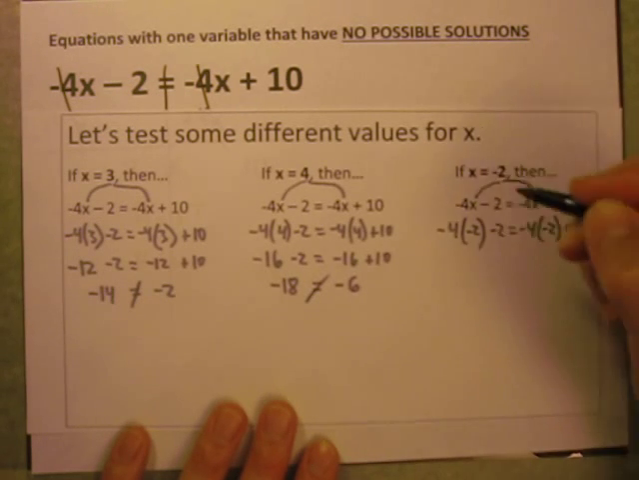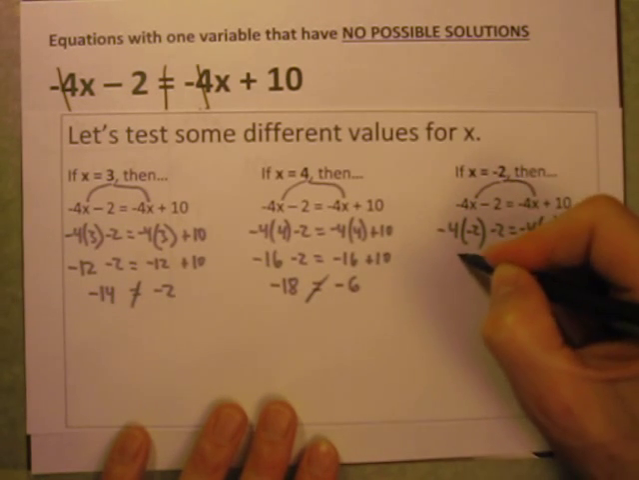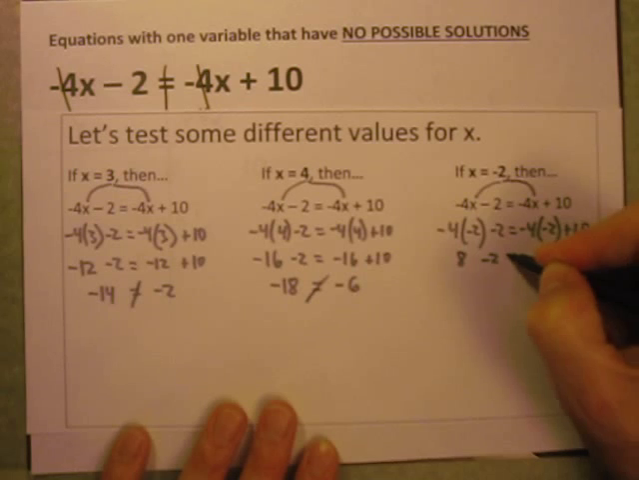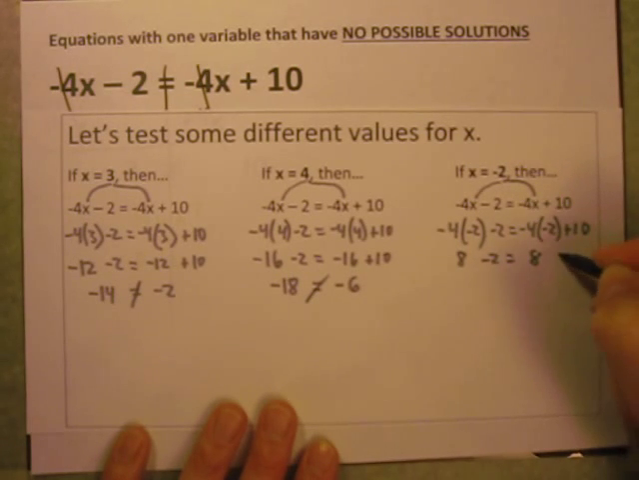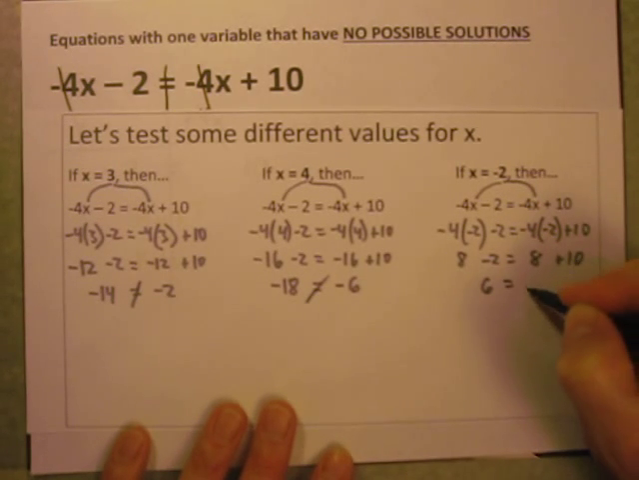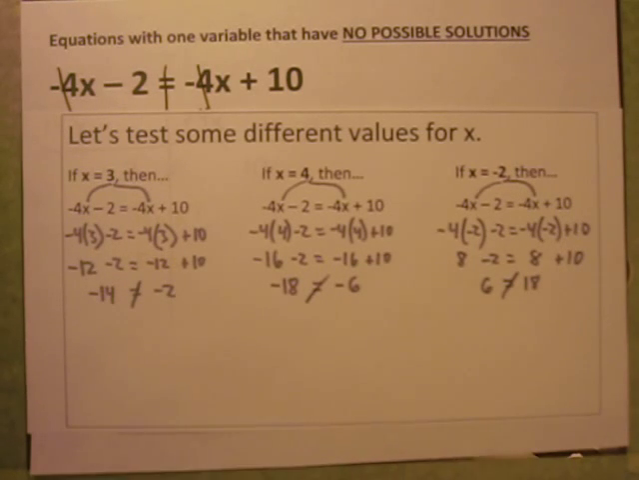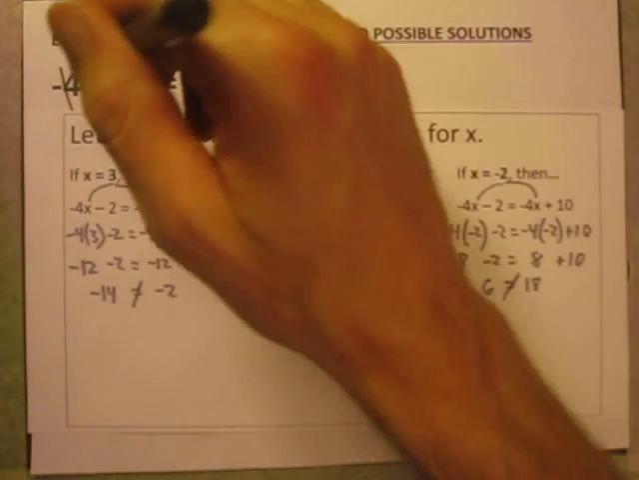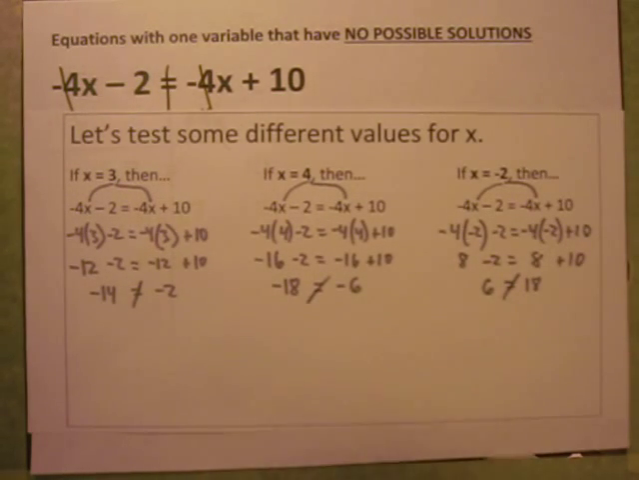Do the multiplication, the addition and subtraction. That is a positive 8 minus 2 and a positive 8 plus 10. And 8 minus 2 is 6, and 8 plus 10 is 18, and still it's not working. And I could keep trying over and over and over. The infinite number of possibilities I could put in for x, none of them will ever work.